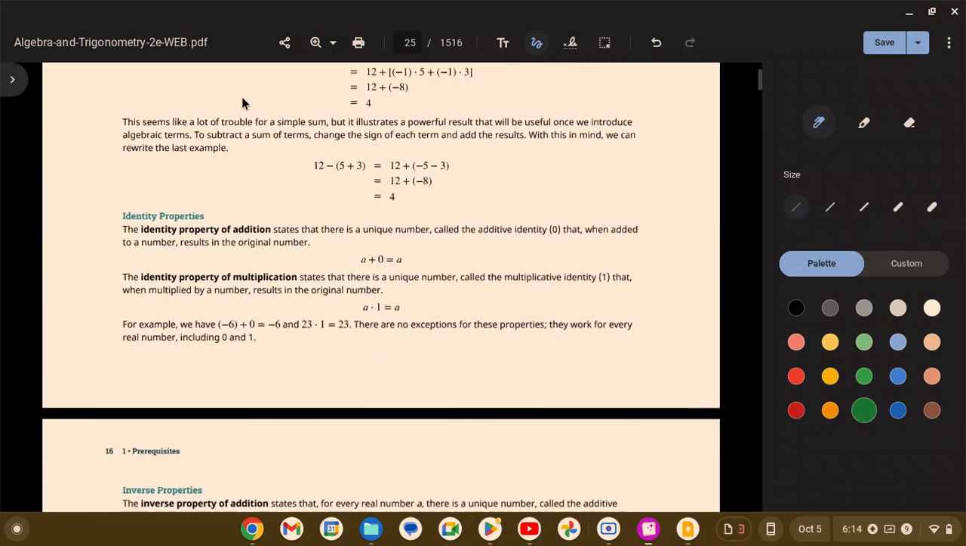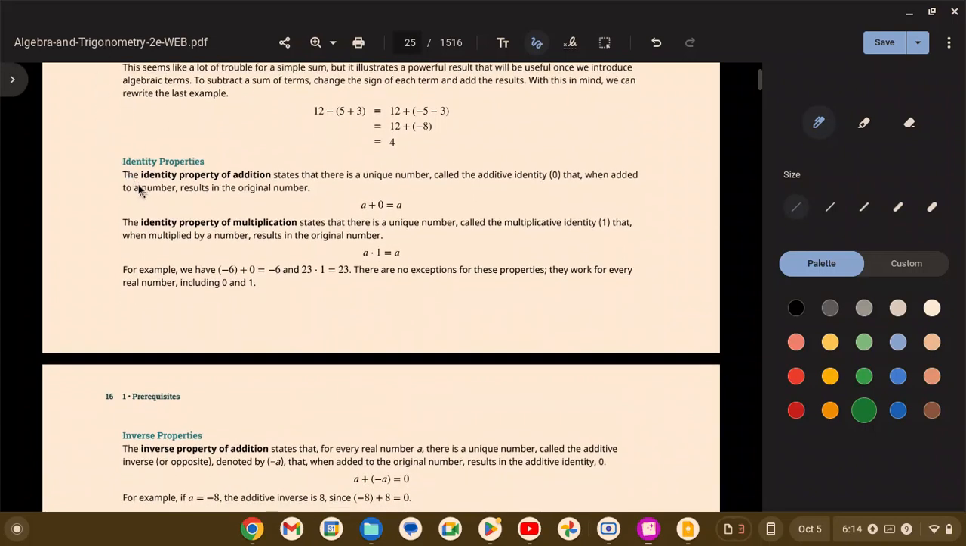Identity properties. The identity property of addition states that there is a unique number called the additive identity, 0, that when added to a number results in the original number. A plus 0 equals A. The identity property of multiplication states that there is a unique number called the multiplicative identity, 1, that when multiplied by a number results in the original number. A times 1 equals A. For example, we have negative 6 plus 0 equals negative 6, and 23 times 1 equals 23. There are no exceptions for these properties. They work for every real number, including 0 and 1.